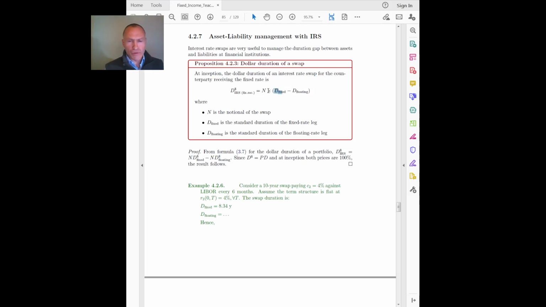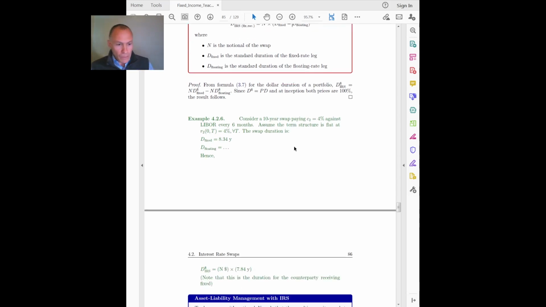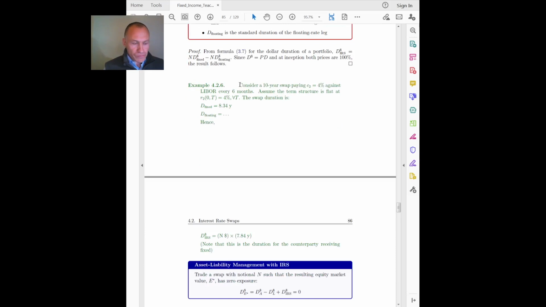Okay. So recall from the formula that what I would have here would be the dollar duration. But since we are at inception, in the beginning of the swap, both bonds have a price of 1 or 100%. Okay, so the dollar duration is just 1 times the standard duration, which is what you see here. So an example. Let's consider a 10-year swap that pays a fixed rate of 4% against the 6-month LIBOR. Right? And let's say that the term structure right now is flat at that same 4%.